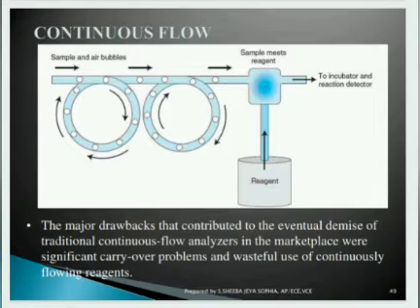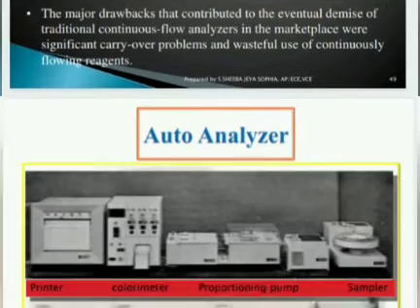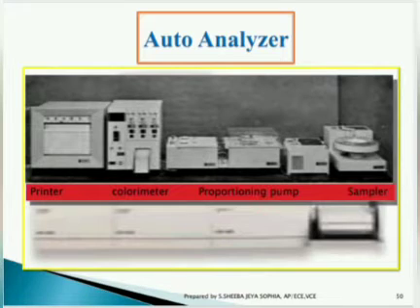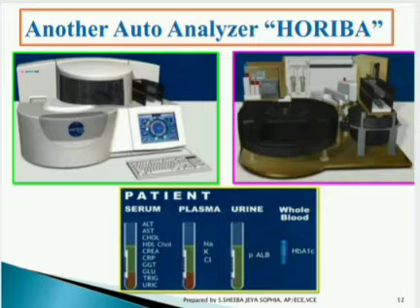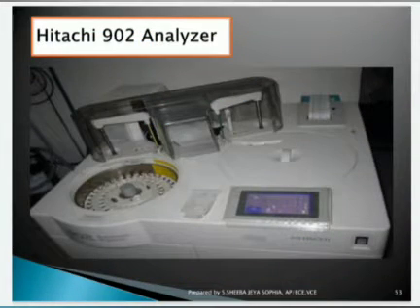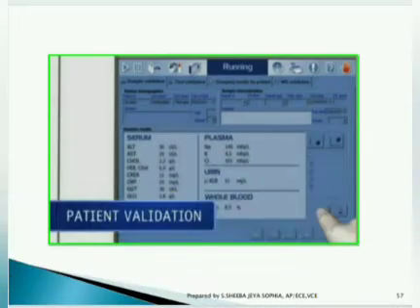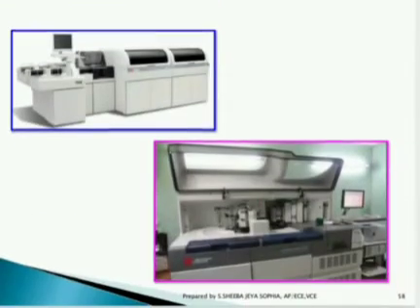There are continuous flow and segmented flow analysis. In continuous flow, the reagents are continuously mixed in the samples, whereas in segmented flow, it is split into segments and reagents are mixed based on the purpose needed. Here you can see a real-time auto analyzer. Sampler, proportional pump, calorimeter and printers are also available. Various types of auto analyzers are given below, and here various parameters of the patient can also be validated.